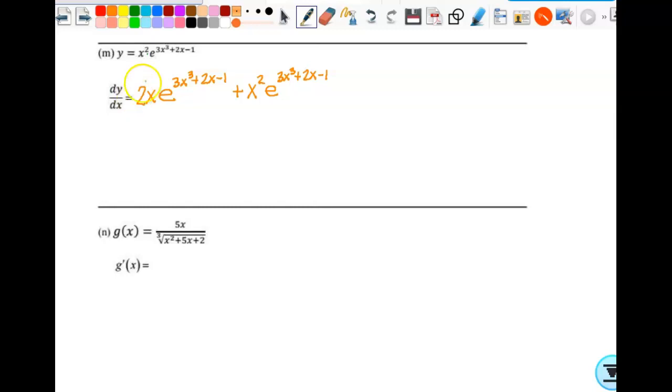So the derivative of the first times the second plus the first times the derivative of the second. So I have done the outside part. I've done the e part. So now I have to take the derivative of this exponent, which is just the derivative of the polynomial, 9x squared plus 2.